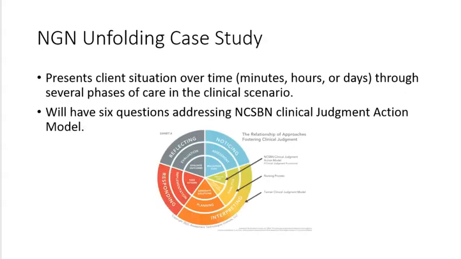Then the last item type we're going to look at here is the unfolding case study. So that is unfolding, so it's not just a snapshot. It'll be a client situation over time, minutes, hours, or days. And you'll have 6 questions associated with that unfolding case study. And they'll address the NCSBN clinical judgment action model. So you'll have a question about recognizing cues, analyzing cues, all the way up to evaluating outcomes. So a 6-part question related to case studies.